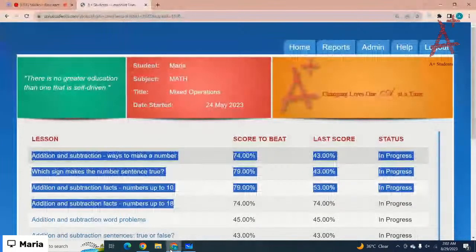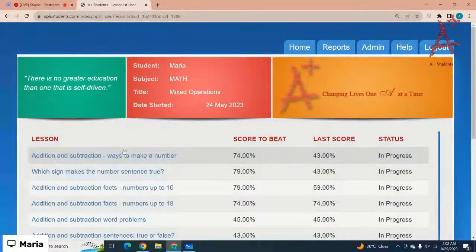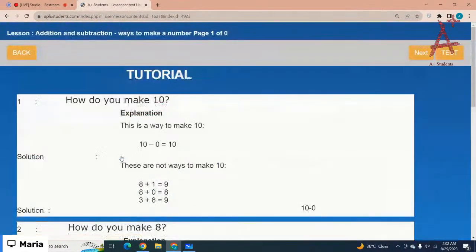Okay, here I am on the grade 1 math. The chapter we're working on is mixed operations. Let's just start with the lesson, that is addition and subtraction, ways to make a number. You are given four options. You need to see which option is the correct one. You have to make 10, right? So you have to check all of the options, which option makes 10.